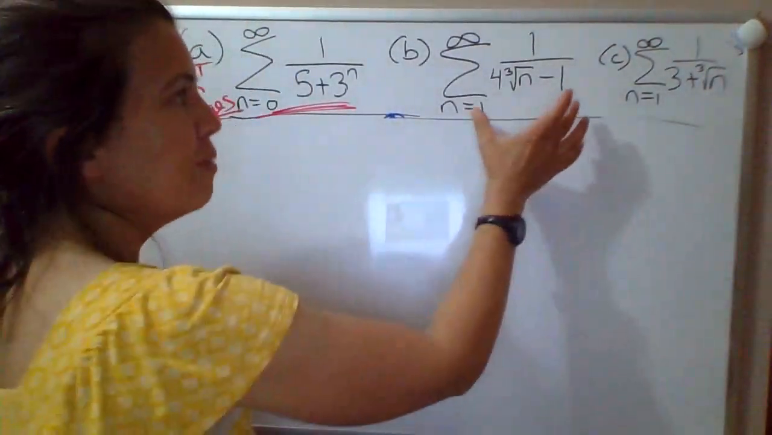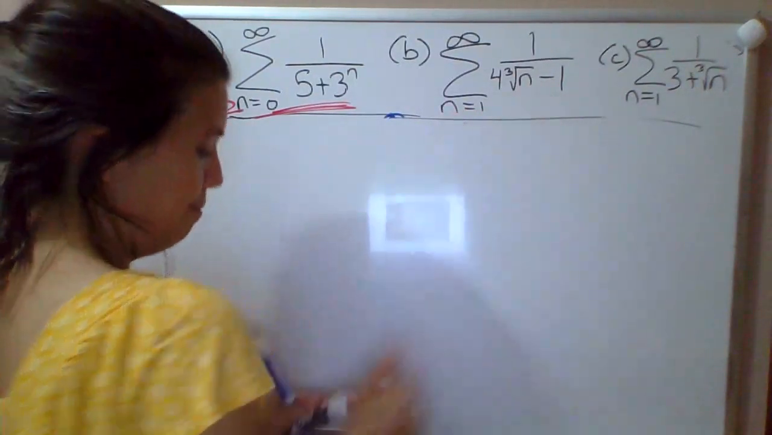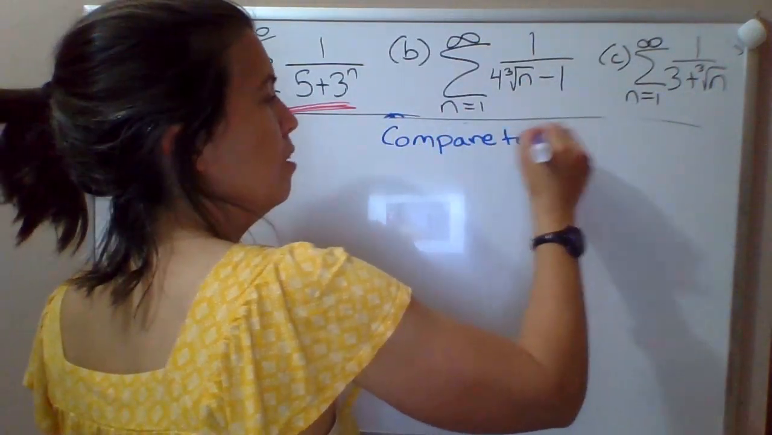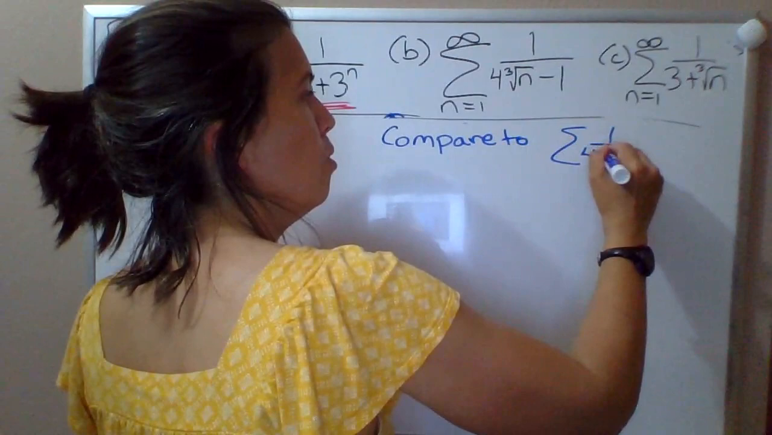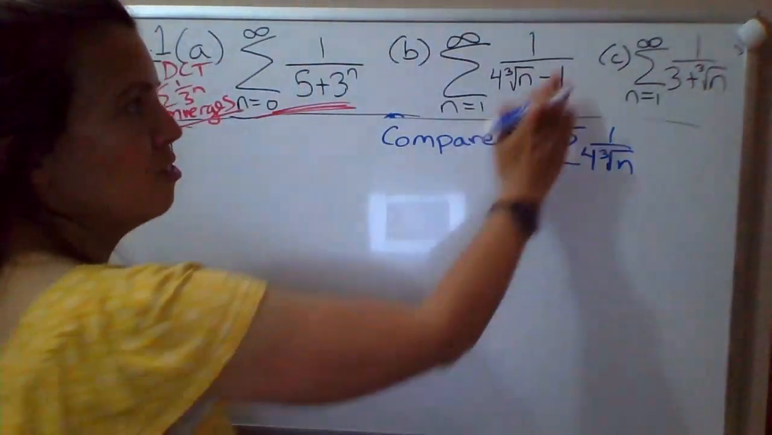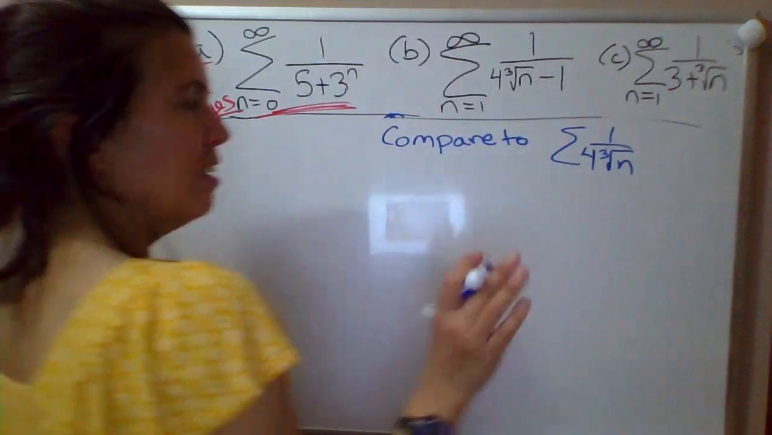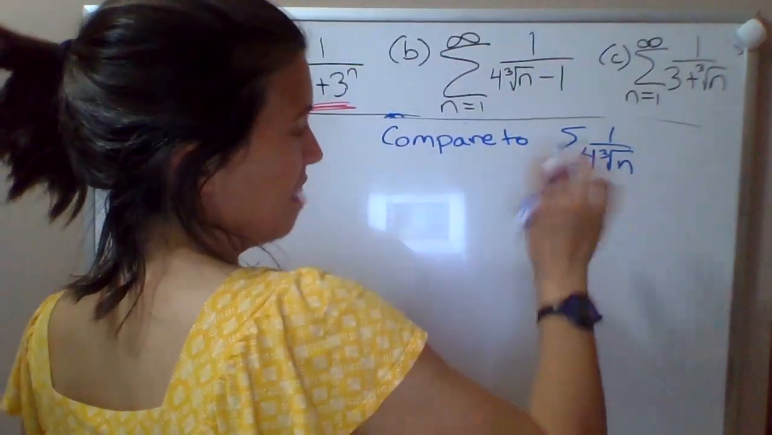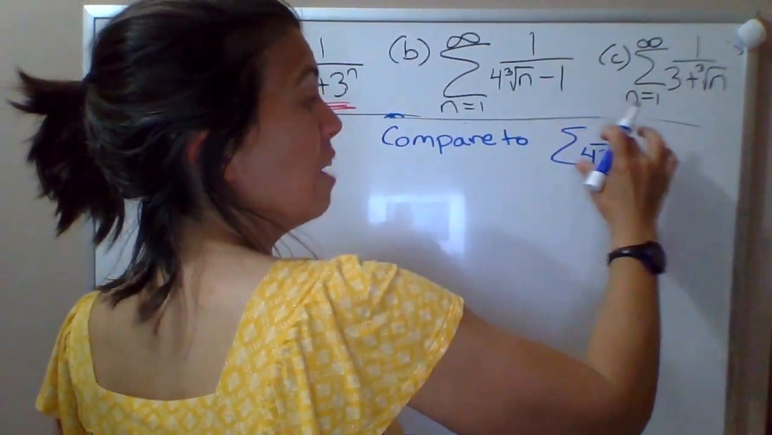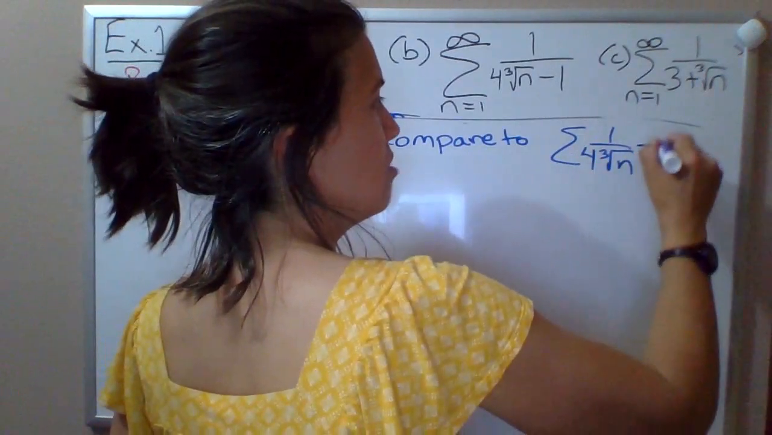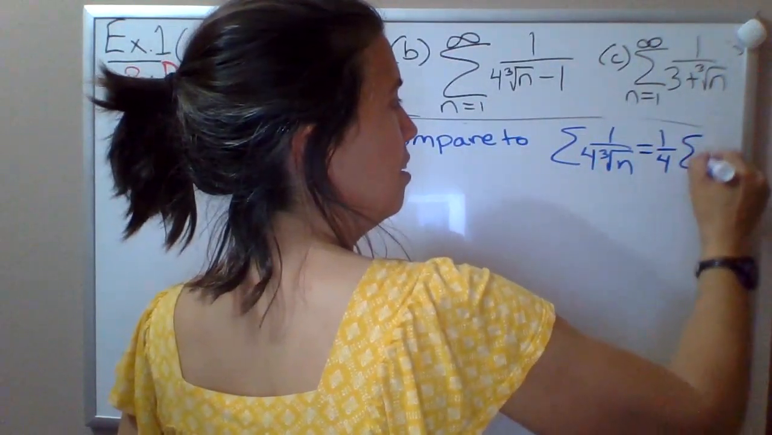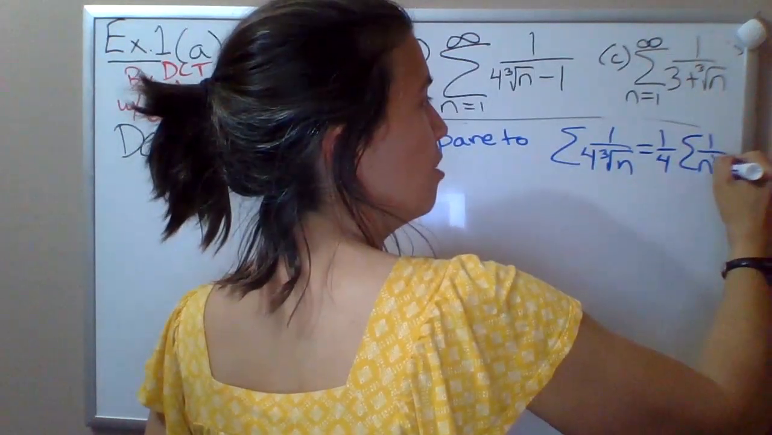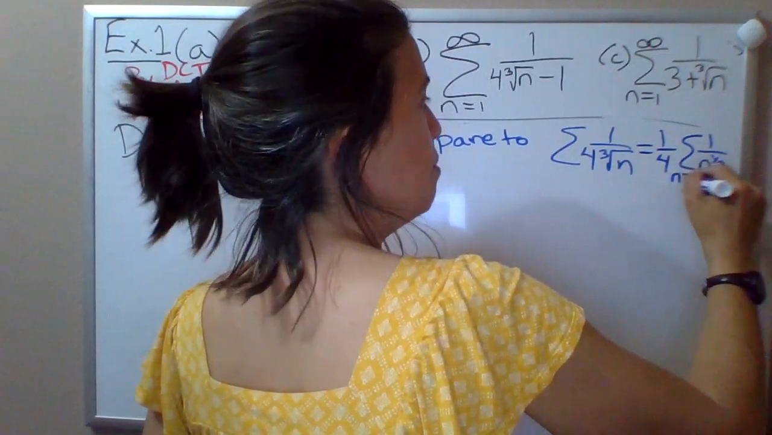So I want to compare it to something that looks very similar to what I'm given. So in this case, I would suggest that you compare to 1 over 4 cube root of n. So I'm just taking away that minus 1. Now that's not exactly any particular type of series either. But if I put the 1/4 outside, which you can do, you can take out constant multiples like that, then I'm left with 1 over cube root of n, which the cube root of n I could write as n to the 1/3. And so now I know I'm looking at a p series.